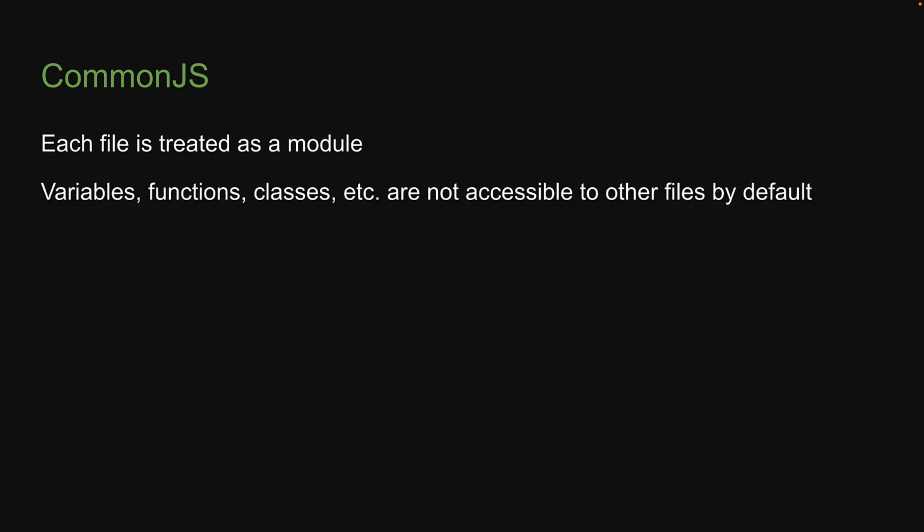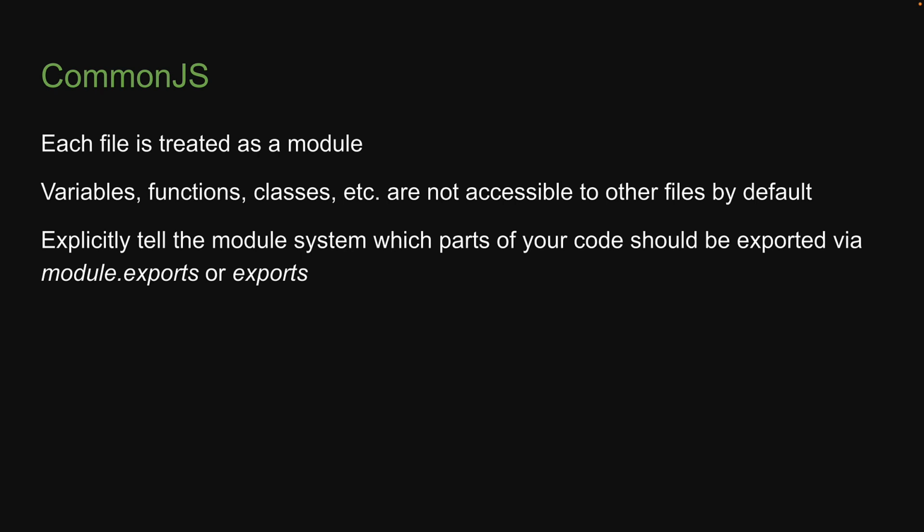Over the past few videos, we've learned about the CommonJS module format used in Node.js. With CommonJS, each file is treated as a module. This means that variables, functions, classes, etc. are not accessible to other files by default. You need to explicitly tell the module system which parts of your code should be exported. This is done via the module.exports object or the exports shortcut, which are both available in every CommonJS module. Whenever you want to import code into a file, use the require function.